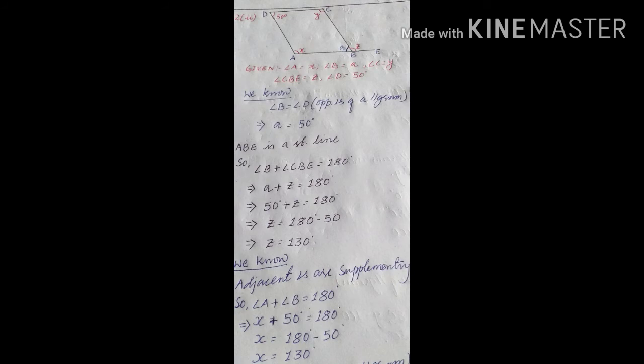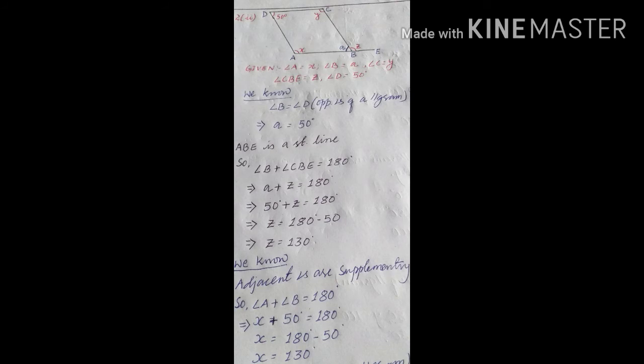Angle A, we know that is X, plus angle B. What is the value of angle B? That is our A, which means 50. So X plus 50 we can write down equals 180 degrees. So X is equal to 180 minus 50. X is equal to, we will get, 130 degrees.